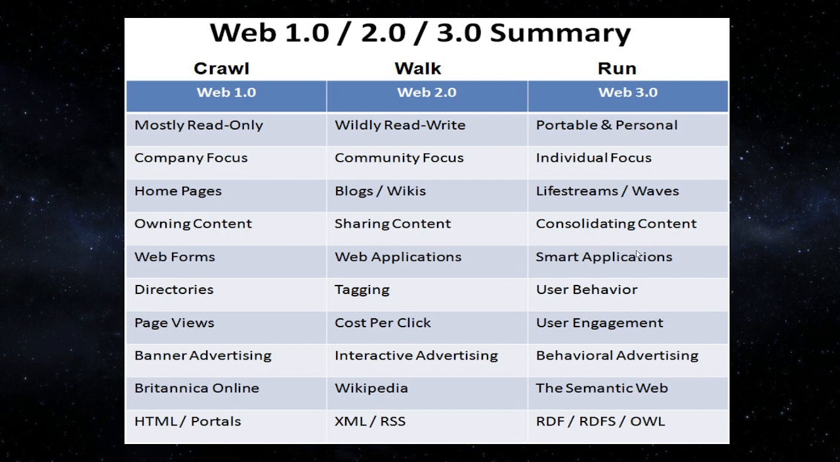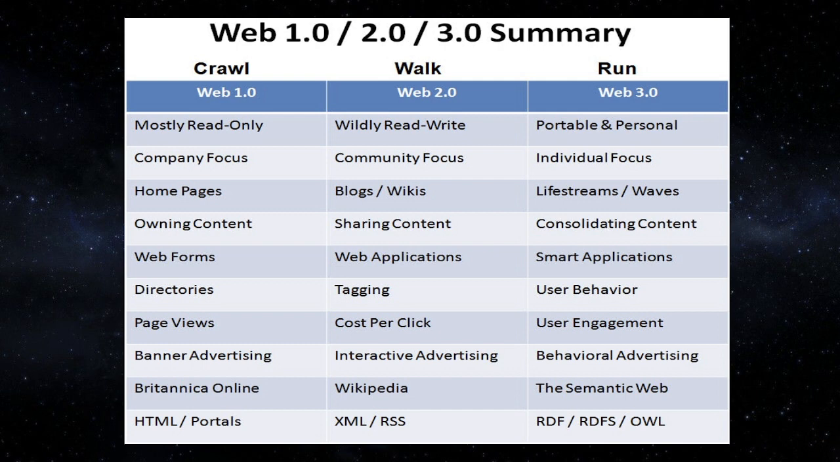Now let us see a small table of the differences between Web 1, Web 2, and Web 3. Basically, Web 1 is like crawling, Web 2 is walking, and Web 3 is running. Web 1 is mostly read only, just HTML, and Web 2 is read-write, so we can read and also write. Web 3 is portable and personal. Web 2 has community focus, while Web 3 has individual focus, and Web 1 was company focused. Web 1 is home pages, Web 2 is blogs or wikis, and Web 3 is live streams or waves.